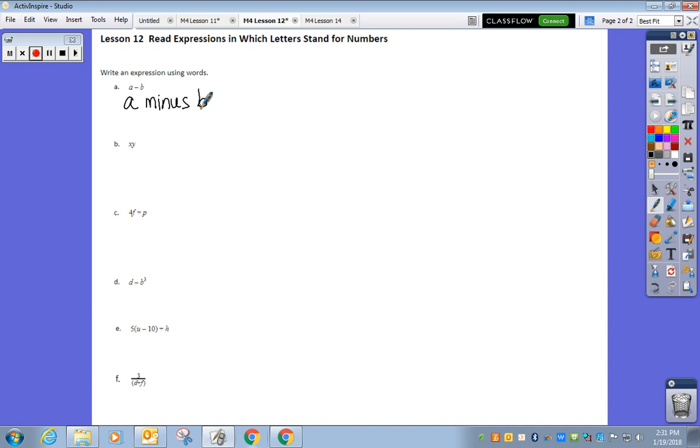Some of the terms we used yesterday for subtraction included difference. So I could say the difference of A and B. And just like division, when we have division or subtraction, the answer word tells us the order in which we're doing it. So if I'm saying the difference of this and that, it means I would be doing the first one minus the second one.